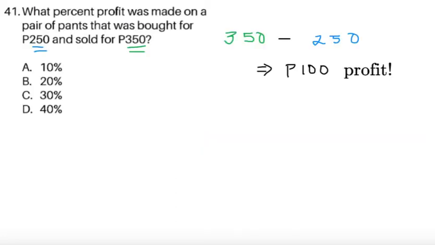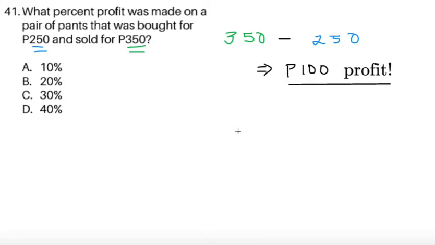To continue, item 41. What percent profit was made on a pair of pants that was bought for 250 pesos and sold for 350 pesos? Now, to know what your percent profit is, we would first get the profit. The profit is acquired simply by the selling price minus the original price that it was bought for. So you sold it for 350, but originally you used 250 to buy it, so you'll eventually get a profit of 100 pesos. So how do I convert this profit into percent?